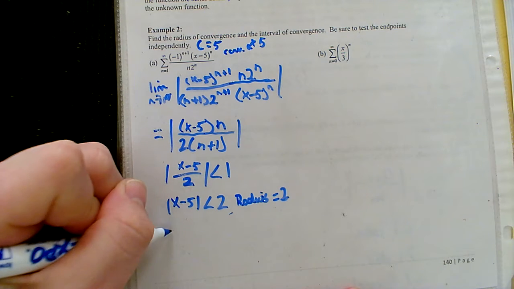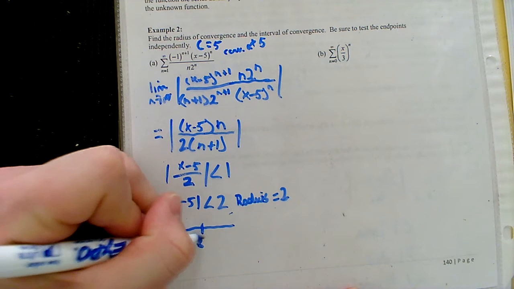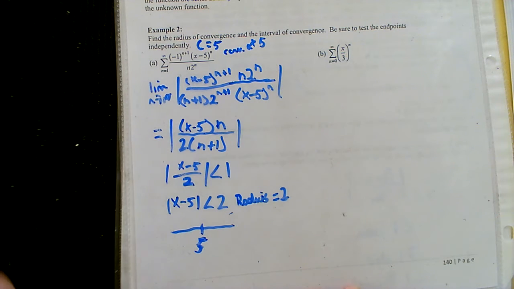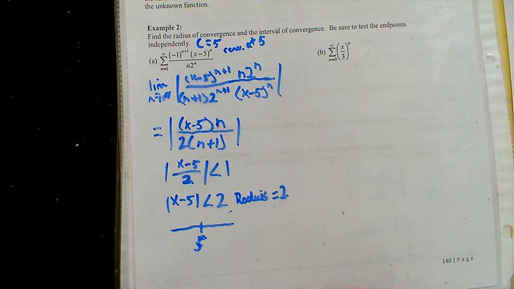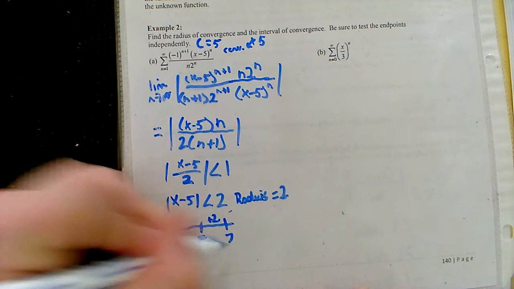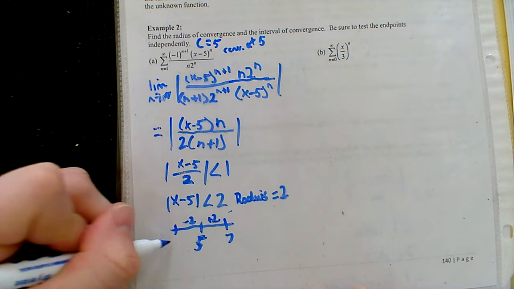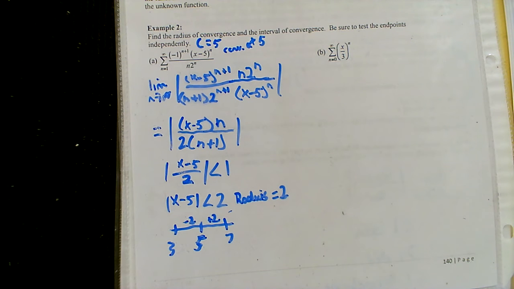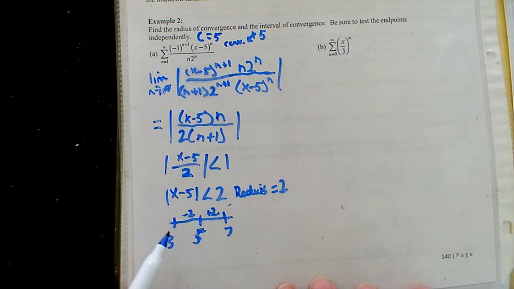Visually, you don't have to draw this if you don't want to, but you can. If we have 5, that's our center. We're saying the radius is 2, so we could go plus 2, or we could go minus 2. We're thinking about the radius around 5, so we could go plus or minus 2 in either direction.